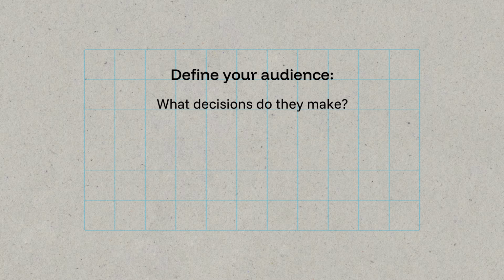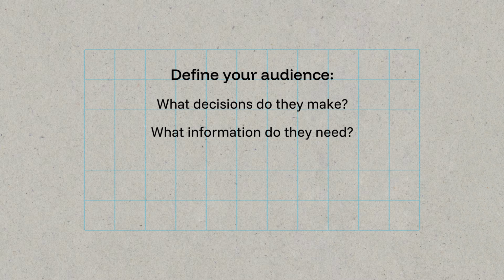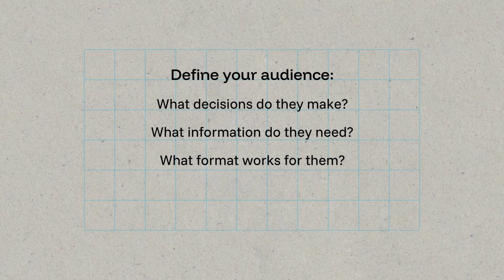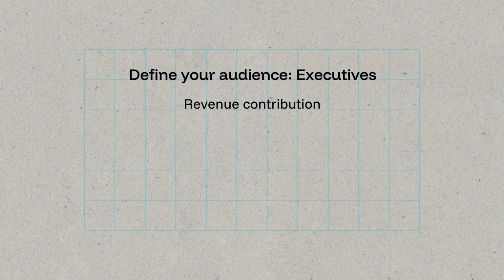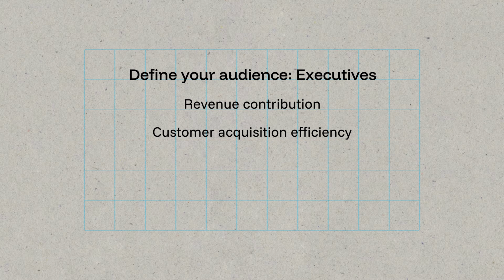Good visualization isn't about showing everything, it's about showing what matters. Start with your audience. What decisions do they make? What information do they need? What format works for them? Executives making budget decisions need high-level metrics: revenue contribution, customer acquisition efficiency, ROI by channel. 3 to 5 numbers, not 30.